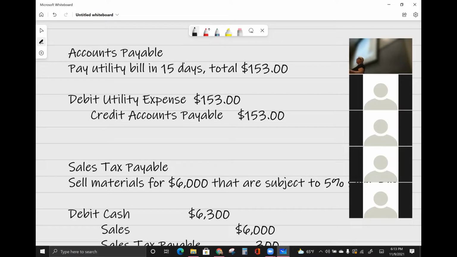So we got the bill in, we're not paying it today, it's due in 15 days. So I've got to get it on the books, got to put it somewhere, hold it in its place until it's time for me to pay.